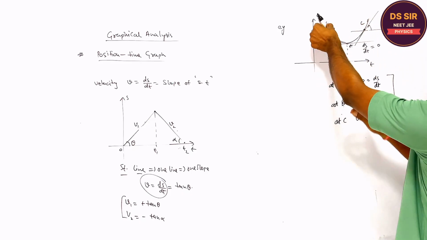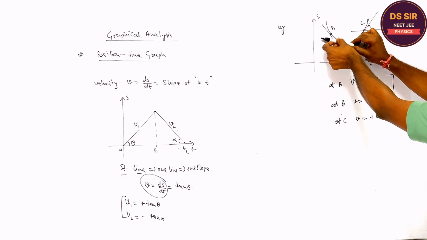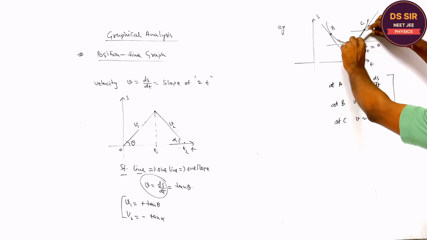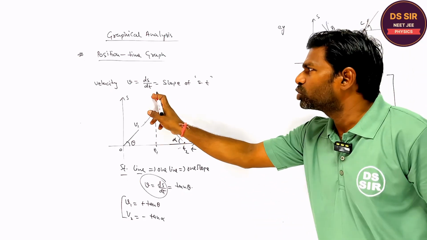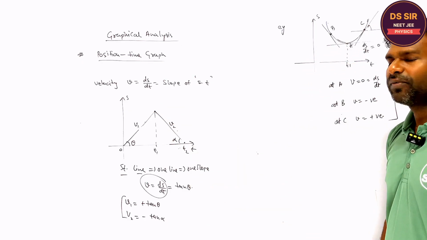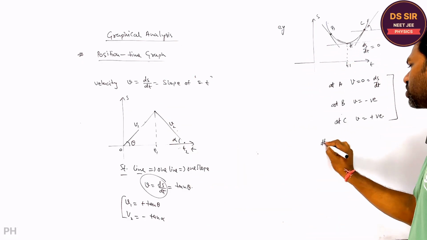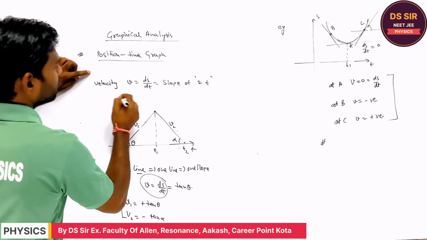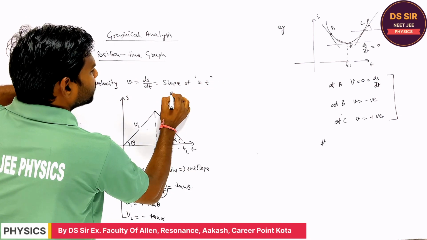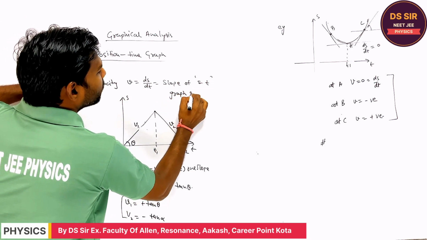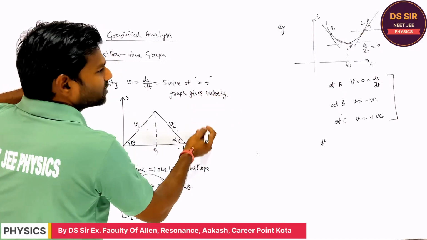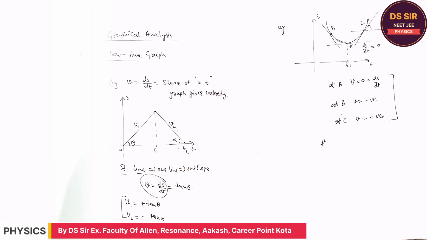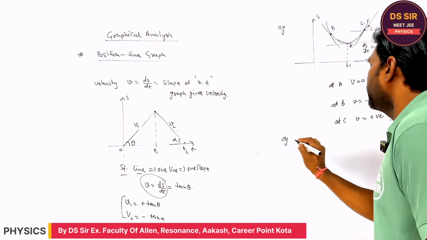So initially the velocity is negative, then slowly it decreases, becomes 0 over here, then the velocity becomes positive. So the thing is that the slope of the s-t graph gives the velocity. You can write the concept: slope of s-t graph gives velocity. Copy this. So let's see another example.